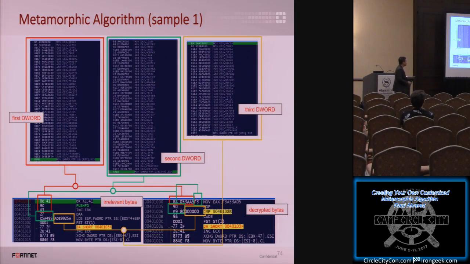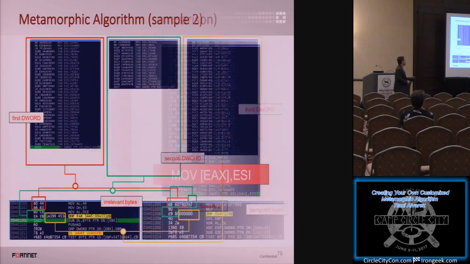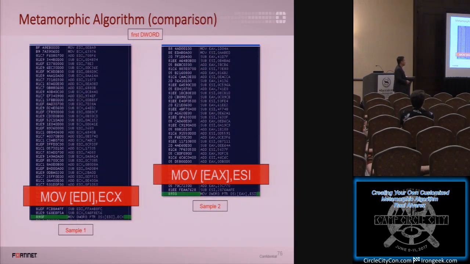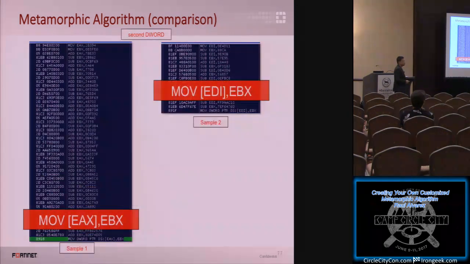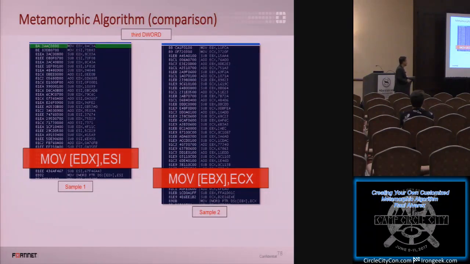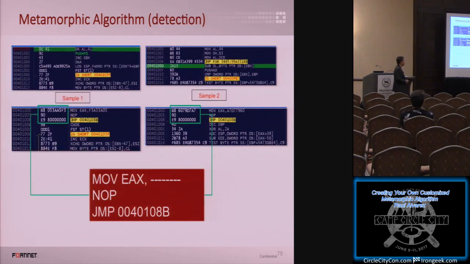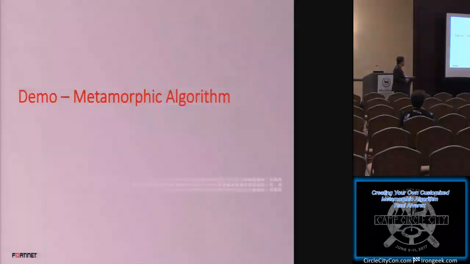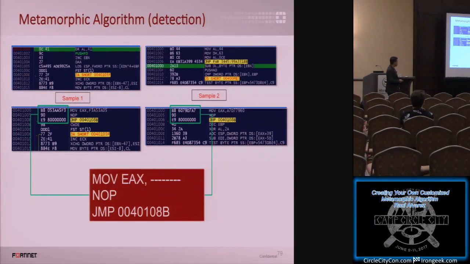Comparing again, this is sample 1 and this is sample 2. This is the first 4 bytes. This is the second 4 bytes. Remember that sample 1 and sample 2 are differently encrypted, but they are the same sample. This is now the third word for sample 1 and sample 2. Even the registers here are different. If you want to make a detection for this, do not make detections for those metamorphic algorithms. You have to make detection on this particular part.